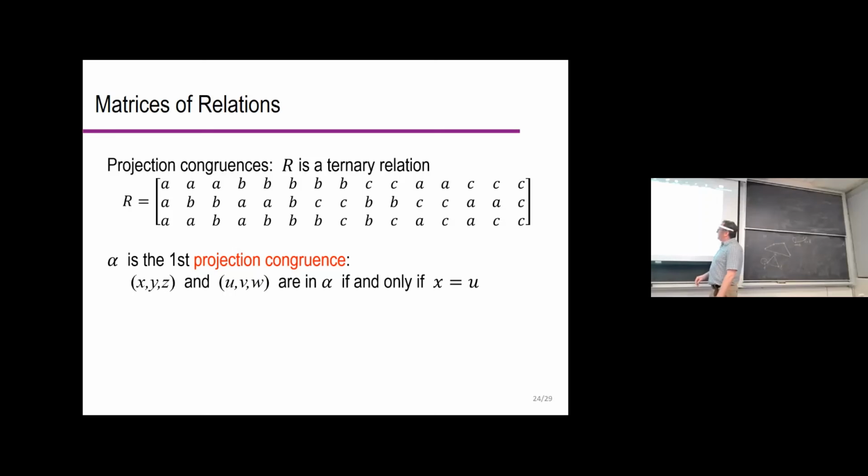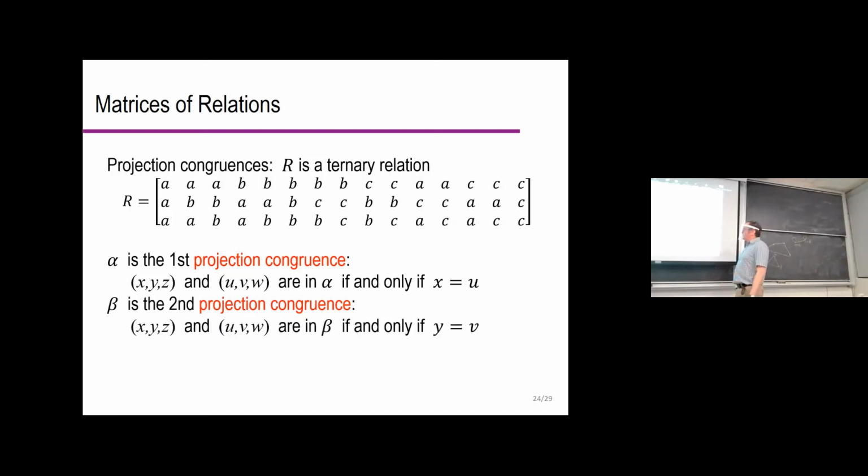That is defined as follows: two elements in the relation are in alpha if and only if their first components are equal. The same for the second component. Now, what I want to do is construct a matrix that corresponds to those alpha and beta.